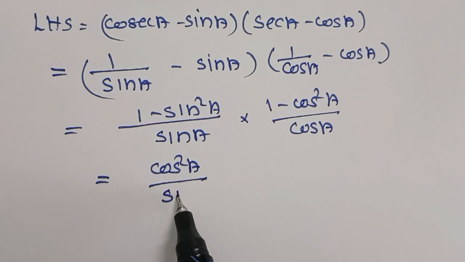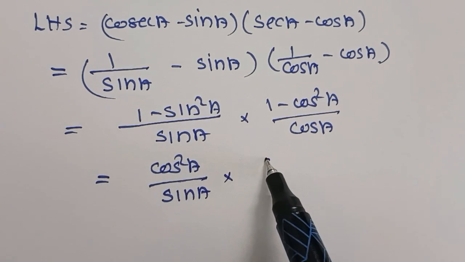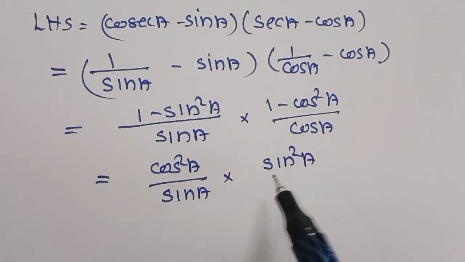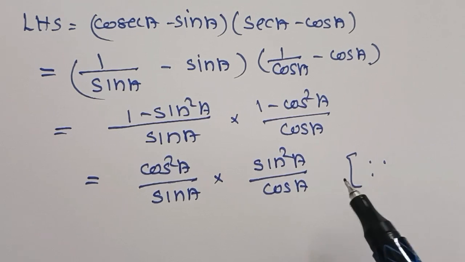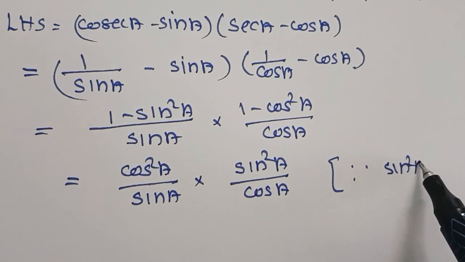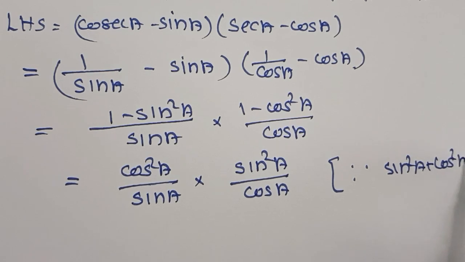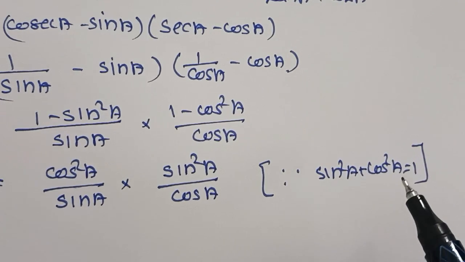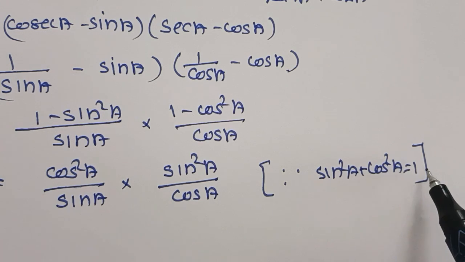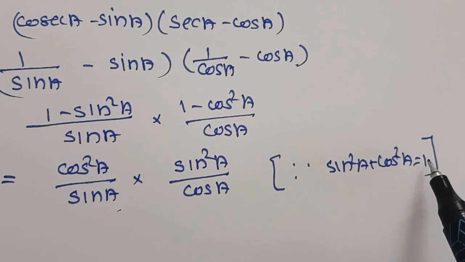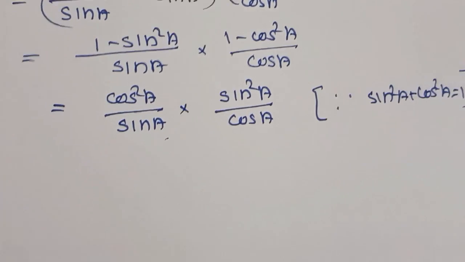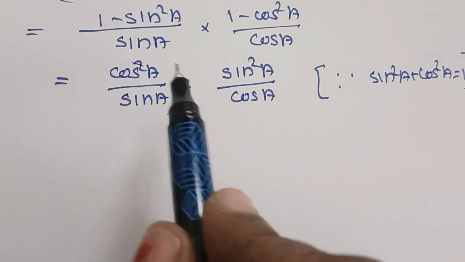That divided by sin A into 1 minus cos square A equals sin square A by cos A. Reason: using the identity sin square A plus cos square A equals 1, from this we get sin square A equals 1 minus cos square A, and 1 minus sin square A equals cos square A. Now one cos gets cancelled here.